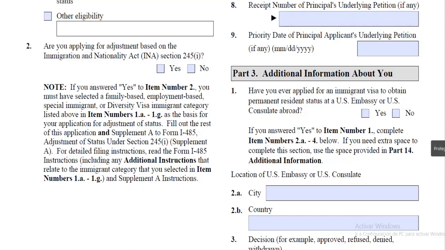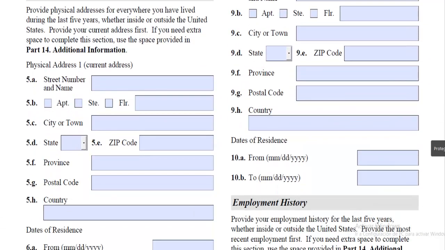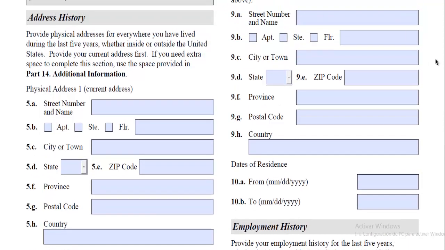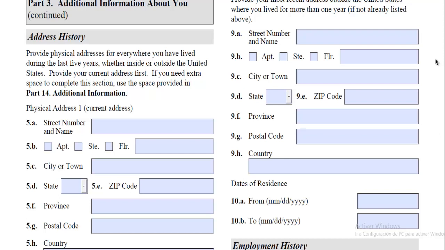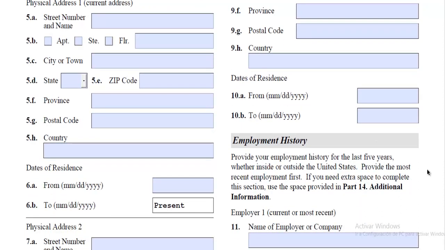For the address history, just provide your address history here. Fill it out as completely as you can, and go to Part 14 if you need additional space on the form. Enter any address that won't fit there. The question about your most recent address outside the United States will be in question 9. It is meant to cover situations where someone has lived in the U.S. for a number of years. If it doesn't describe you, you might be entering an address that you have already entered. That's okay. Your employment history is also required for background check purposes. Enter none in the first box if you haven't been working.